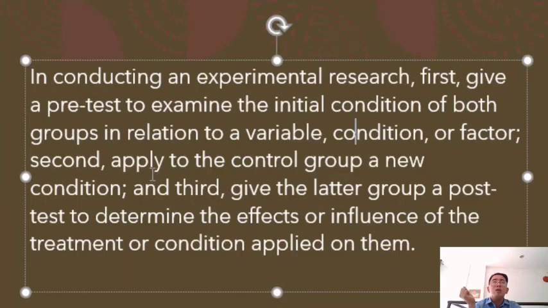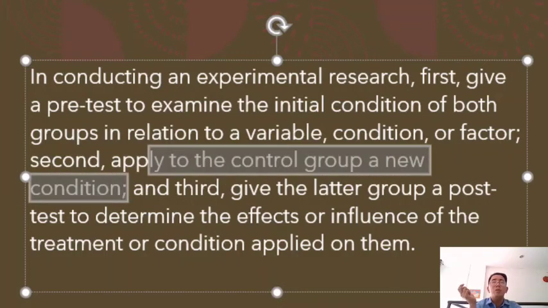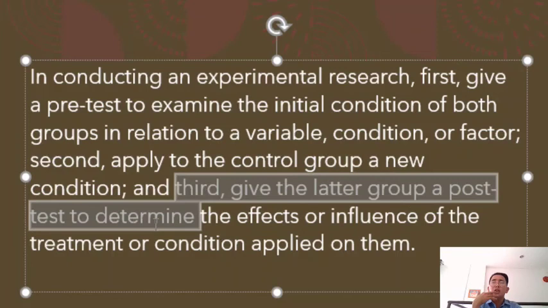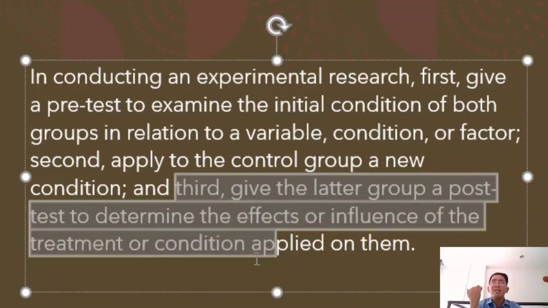Second, apply to the control group a new condition. So, in the control group, class, that is where you give your intervention or your condition or your treatment. And the third one, you give the latter group a post-test to determine the effects or influence of the treatment or condition applied on them. Okay, so after we give the treatment or the intervention or the new condition, you have to give a post-test to determine if the treatment you gave has effects and influence. So you compare the result from pre-test and post-test for you to determine the effects or the results of your study or your treatment.